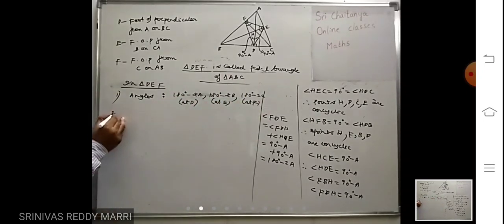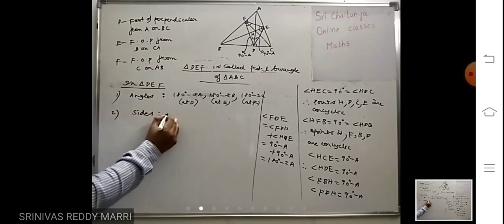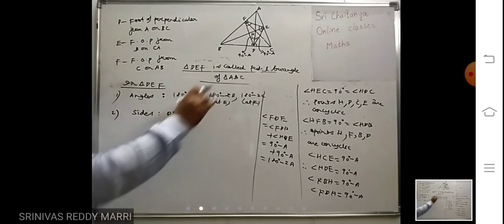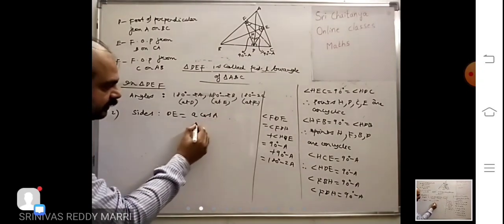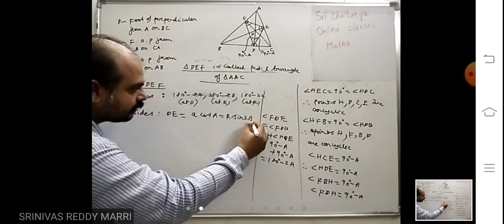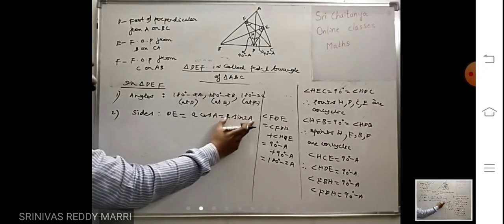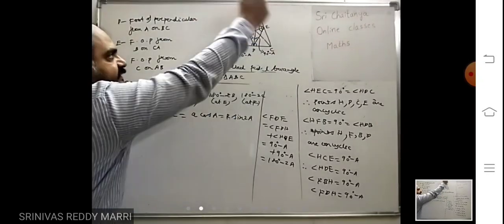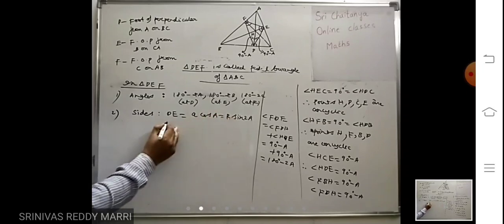Now look here, number 2: sides. The length of this side D, I will tell the proof, is a cos A or R sin 2A. In terms of ABC we are writing: the D length is a cos A, or R sin 2A.